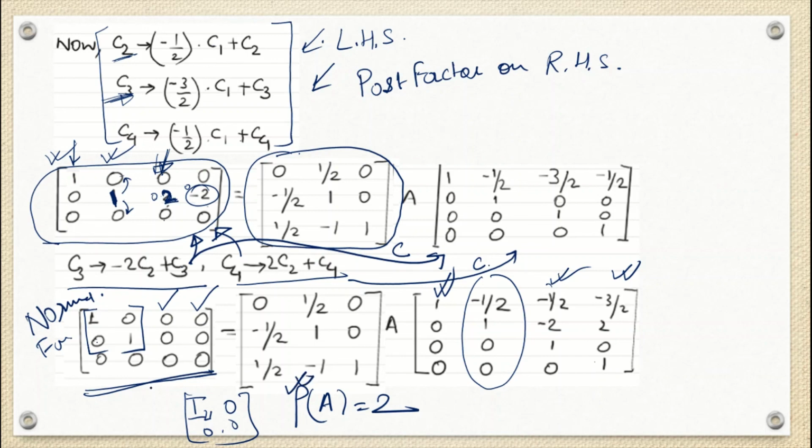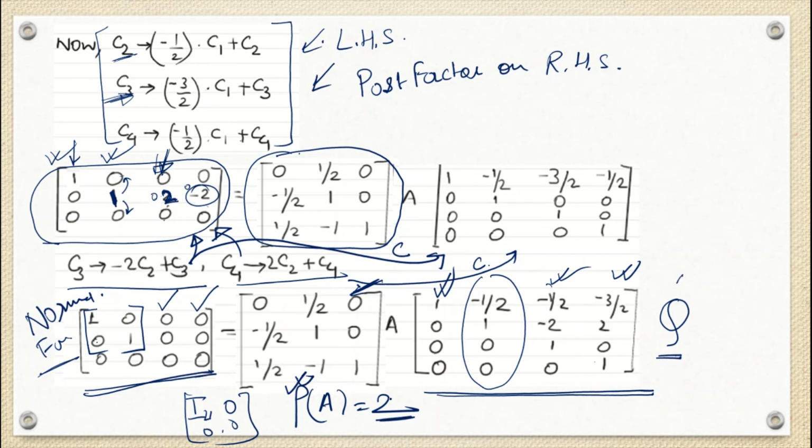And since we have reached the normal form, now onward we don't have to perform any column transformation also. So that means this is the final post factor, and this final post factor is only called as Q. So they had asked three things. They had asked the P. So this matrix prefactor is P. This post factor matrix is Q, and the rank of the matrix is 2.